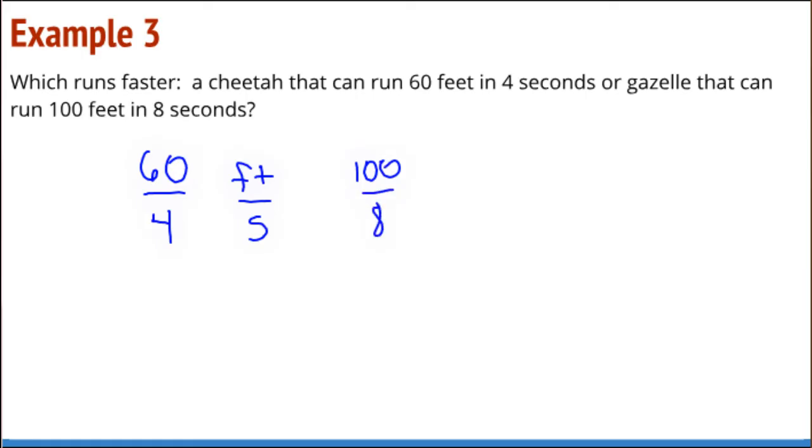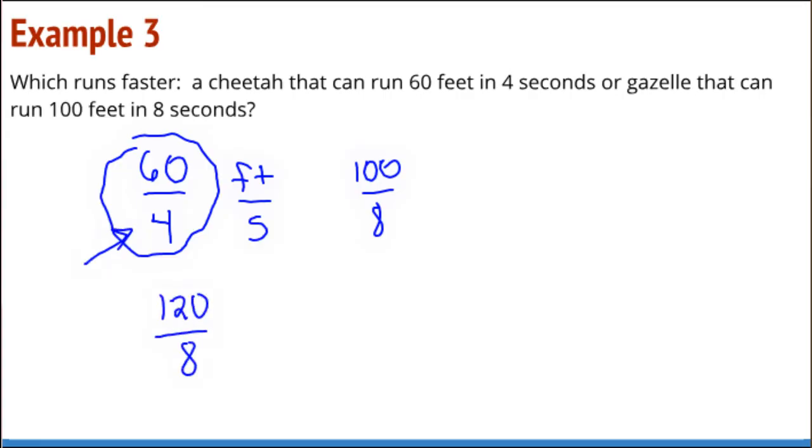Now I could, and this is just the way that my brain ran, scale this up right here to be 8 seconds, and I would find it's 120 feet in 8 seconds compared to the gazelle at 100 feet in 8 seconds, and I can say that the cheetah does run faster. However, a frequent question that you will encounter is, how many more feet per second is the cheetah running?